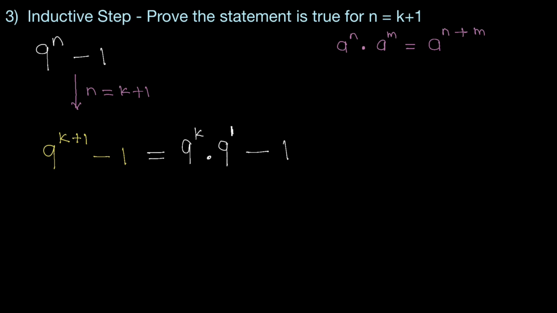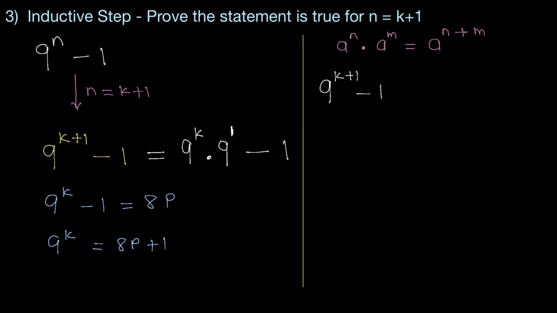But from the second step, we said 9 to the power k minus 1 equals 8p. If I make 9 to the power k the subject, 9 to the power k equals 8p plus 1. And I'm going to replace that here. 9 to the power k plus 1 minus 1 will be equal to 9 to the power 1, which is 9. And I'm replacing 9 to the power k with 8p plus 1, minus 1.